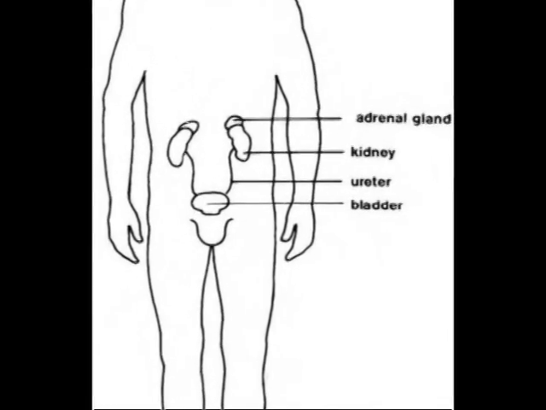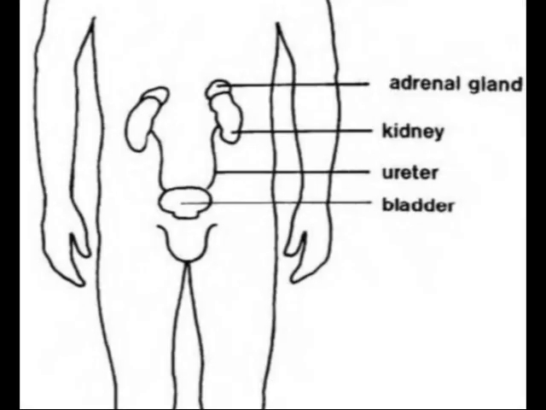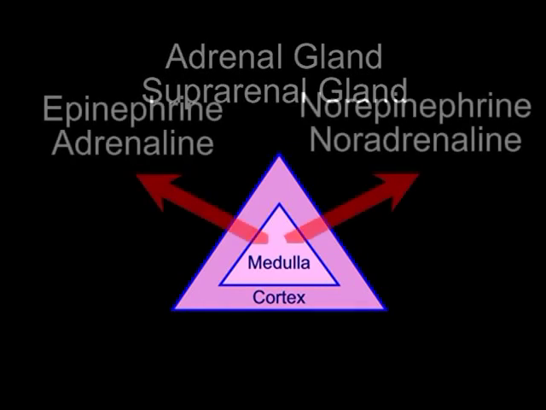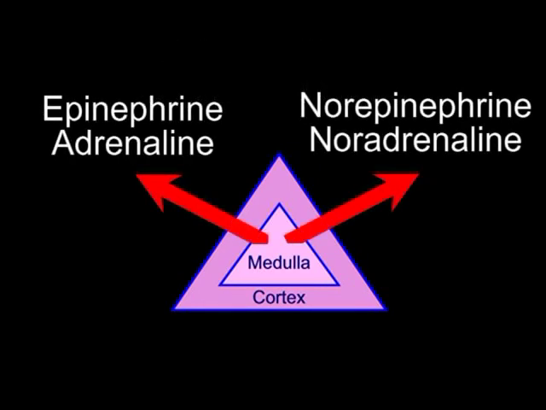Embedded in the fat above each kidney is a suprarenal gland. Both suprarenal glands have an internal medulla and an external cortex. The medullary portion of each suprarenal gland produces a pair of hormones, epinephrine, or adrenaline, and norepinephrine, or noradrenaline. These hormones are involved in the mobilization of energy during the stress reaction of fight or flight.